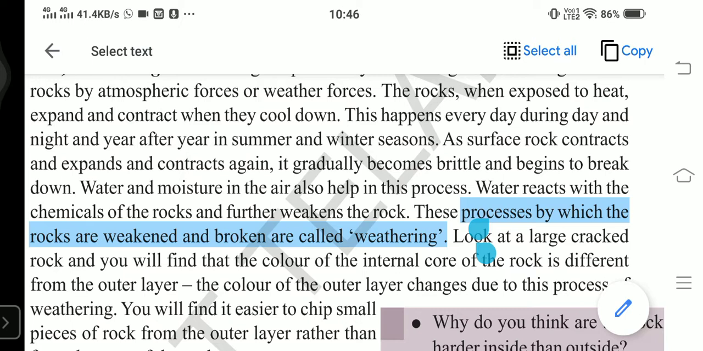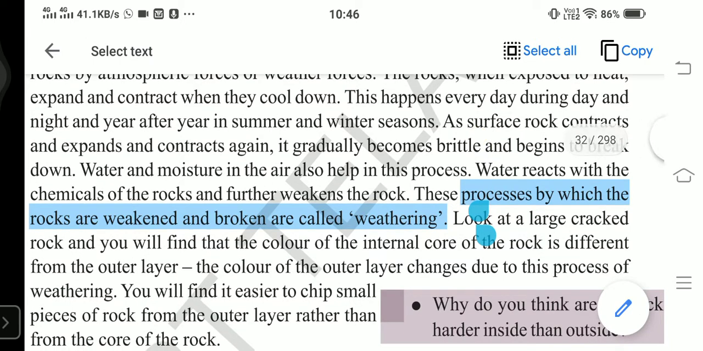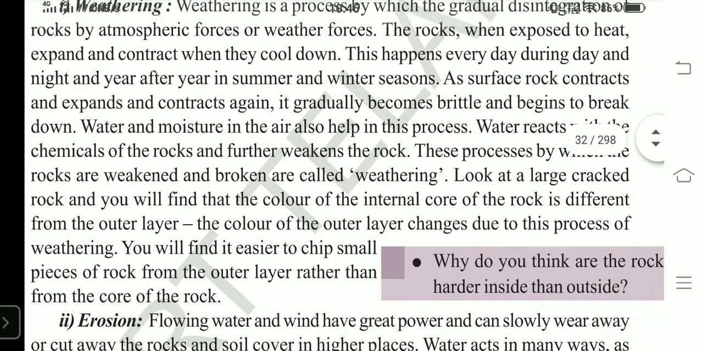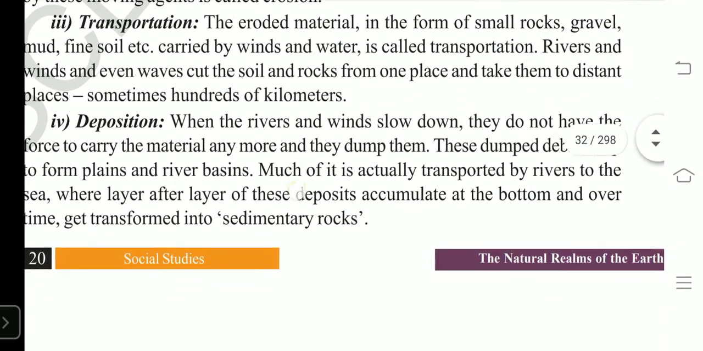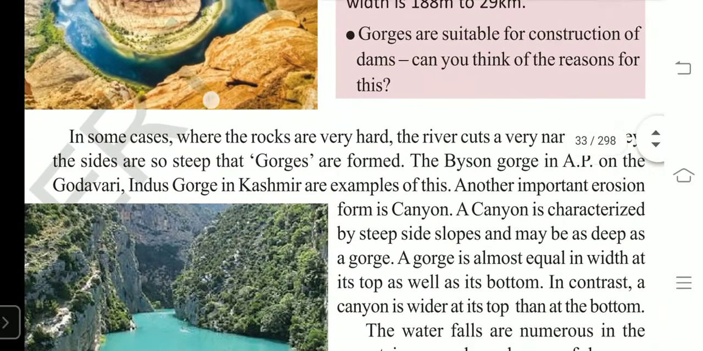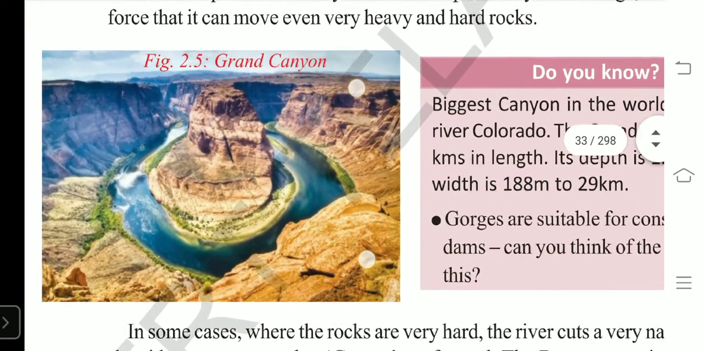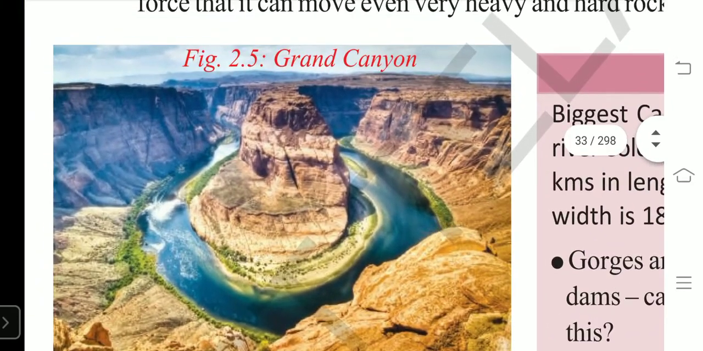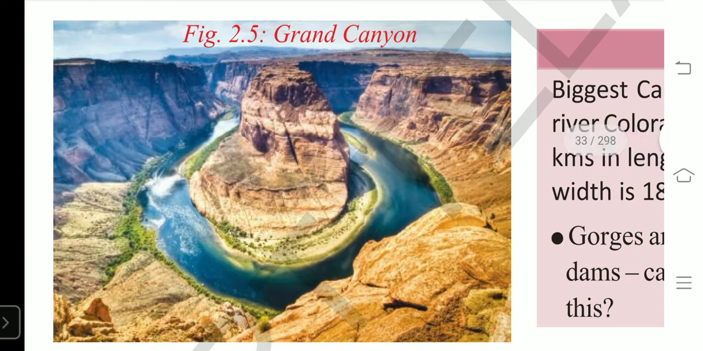It's called weathering, right? So look at a large cracked rock and you will find that the color of the internal core of the rock is different from the outer layer, right? I'll show that rock here. Wait, just a minute. Look here, my dear students. This is a figure, the Grand Canyon of Colorado, right? What do you see here? The color at the bottom of the rock is different from the top one, right? Why is it different? Because it is exposed to the sunlight, air, and water, right?